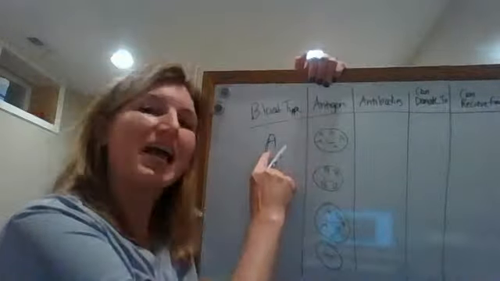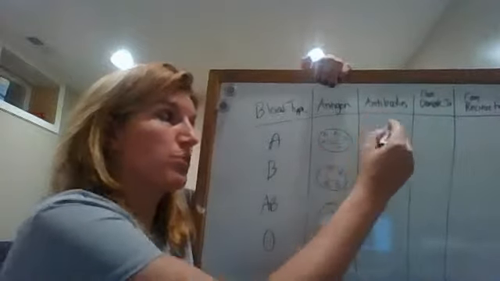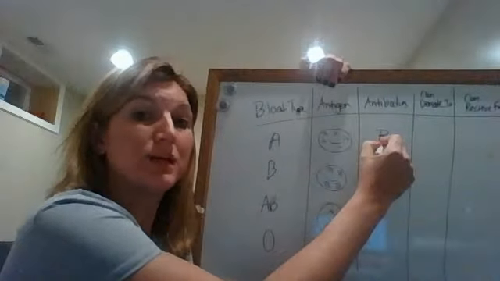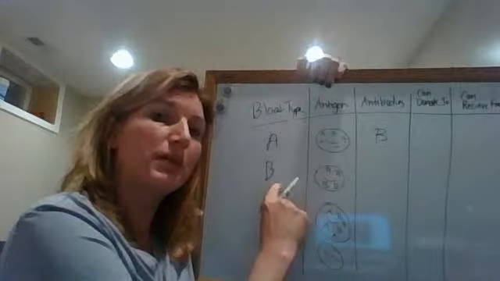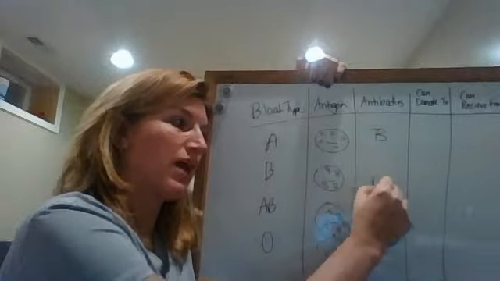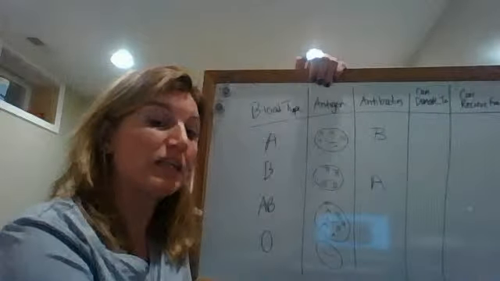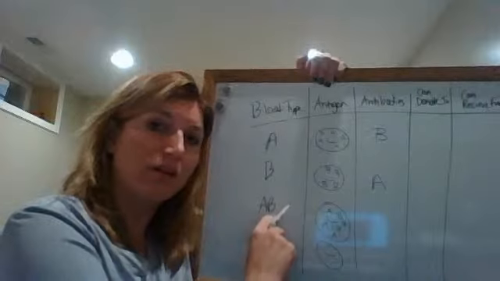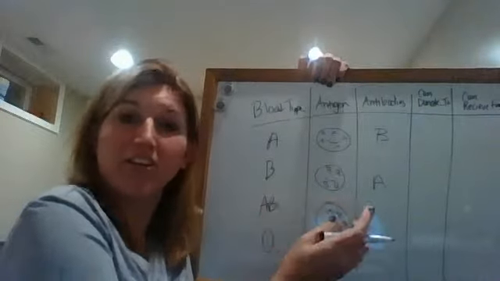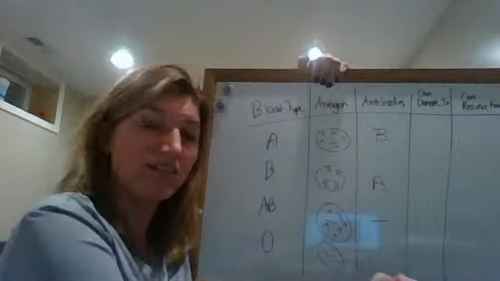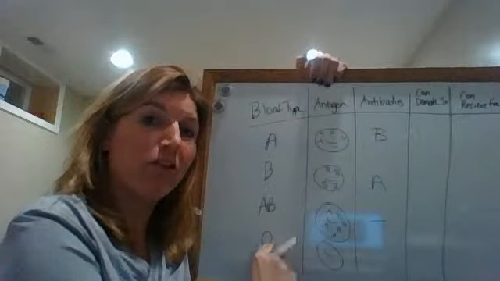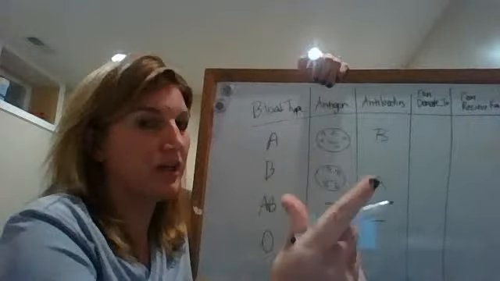So people that have A antigens are going to produce B antibodies. People that have B antigens are going to produce A antibodies. Can you guess what people with AB are going to do? They're not going to have any antibodies. None. People that are O are going to have both A and B antibodies.